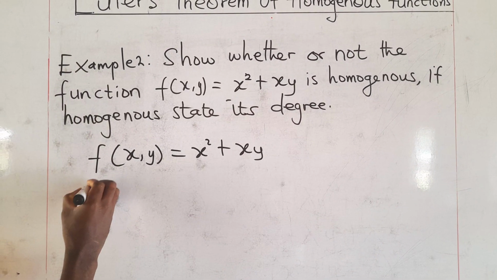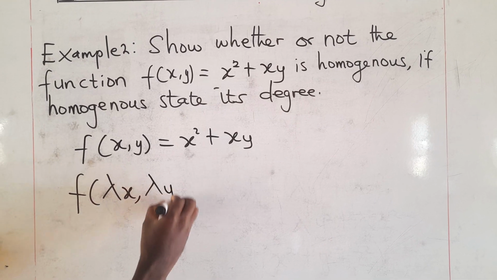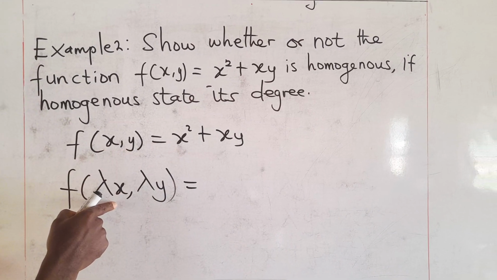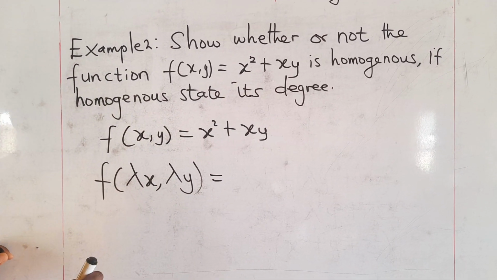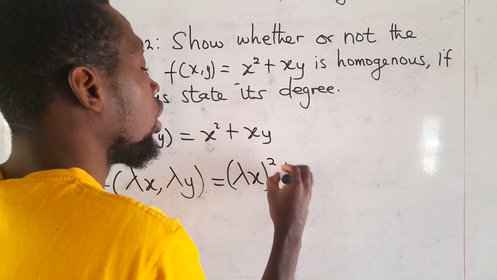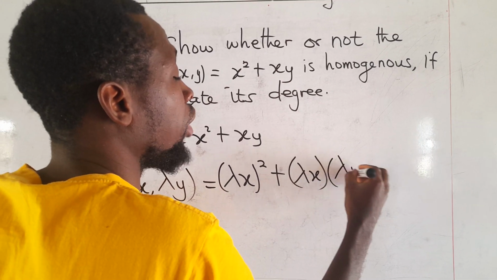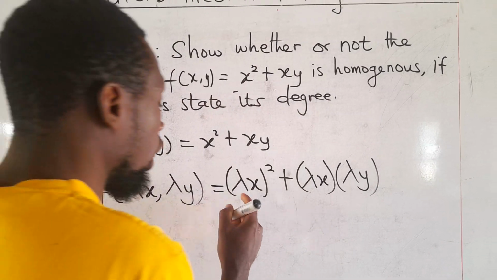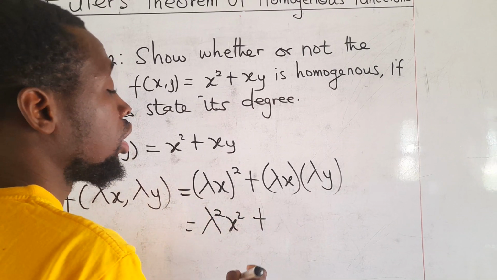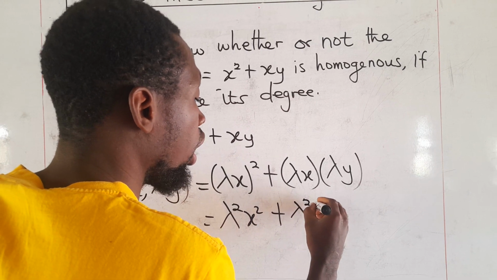So Euler is saying that we should introduce another parameter lambda to have lambda x, lambda y to affect the independent variables. So now, any place you see x, we substitute lambda x. Any place you see y, we substitute lambda y. So we have (lambda x) all squared plus lambda x times lambda y. So what are we having here? We have lambda squared x squared plus lambda x times lambda y, which will give me lambda squared xy.